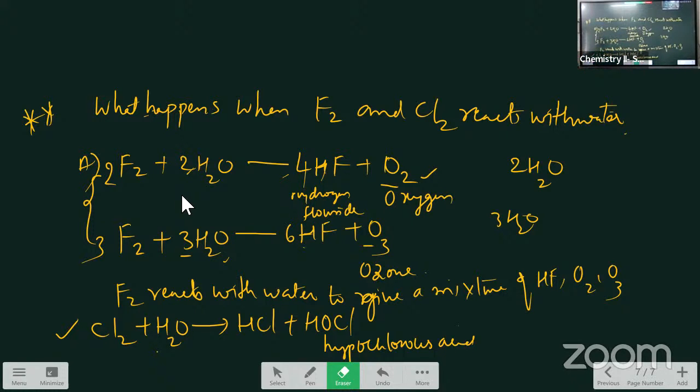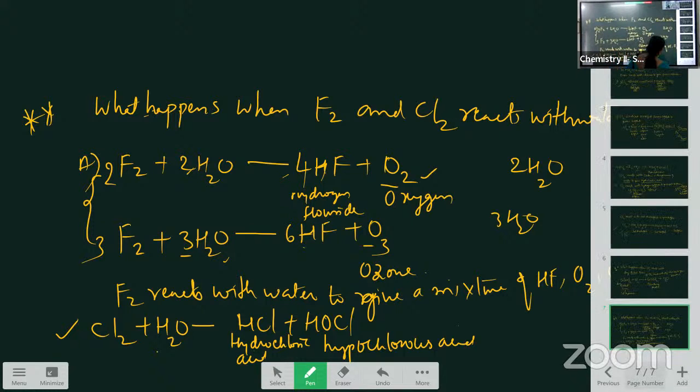The reaction with chlorine: it reacts with water to give hydrochloric acid and hypochlorous acid. This is hydrochloric acid. Okay students, copy down fast. So these are the important VSAQs. Once again we'll see the VSAQs.